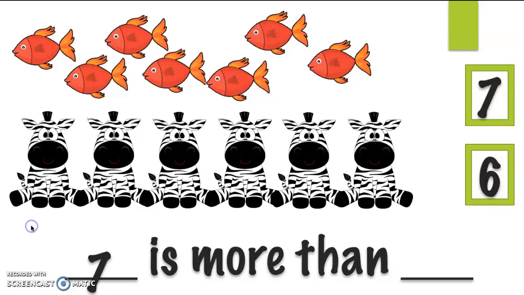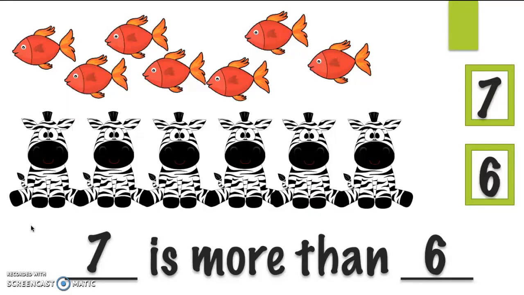Ooh, nice. Yeah, 7 is more than 6. It's 1 more than 6. Perfect. You're doing such a great job. What I would like you to do right now is go ahead and get your dry erase board and a marker. Can you press pause while you go find those materials and then press play when you're all set?